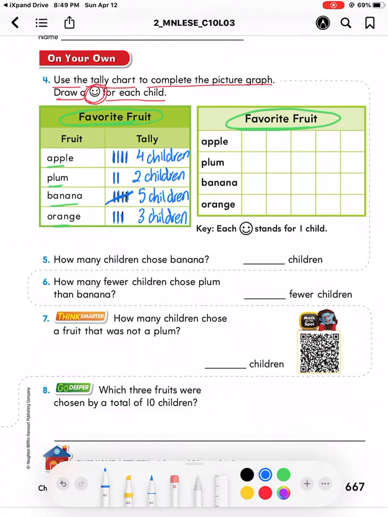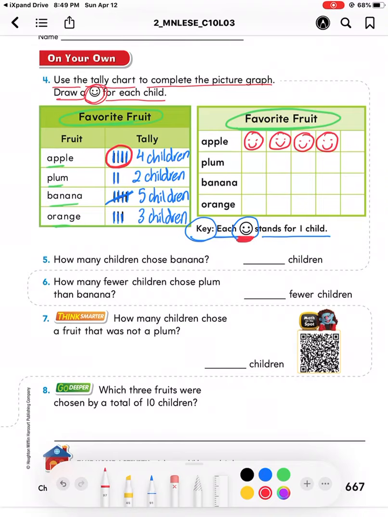Okay? Now, we want to use the tally chart to complete the picture chart. And we are asked to do what? What is the key? Each smiley face stands for 1 child. So let's do it together. For the apple, how many children? As you can see here, we got 4 tallies or 4 tally marks. So it's 4 children. So how many happy faces? 4. Or how many smiley faces? 4. 1, 2, 3, and 4. Excellent.